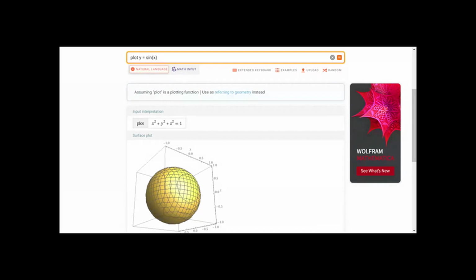How will y equal to sine x look? Anyone wants to guess? Or should I plot?